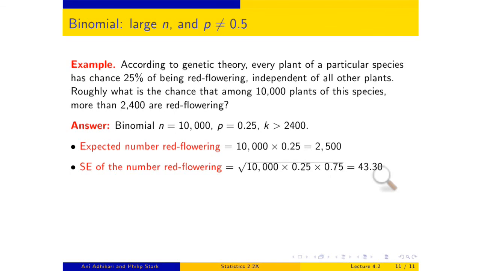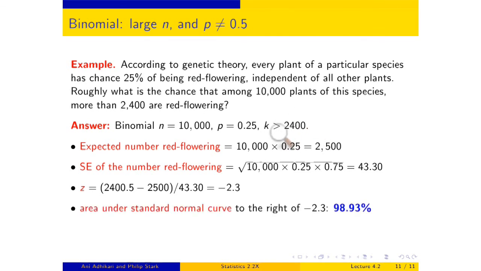And so now what? So now you look to see, well, what do I want? I want more than 2,400 successes, and so I need to convert 2,400 or thereabouts to standard units, and I'm going to be really, really careful, though with the numbers that I have, it's not going to make much difference. Because I want more than 2,400, my first bar is at 2,401. That starts at 2,400.5. So I convert that to standard units, and I get essentially negative 2.3. And so what I want is the area under the normal curve to the right of negative 2.3, and the applet tells me that's 98.93%. And I'm done.